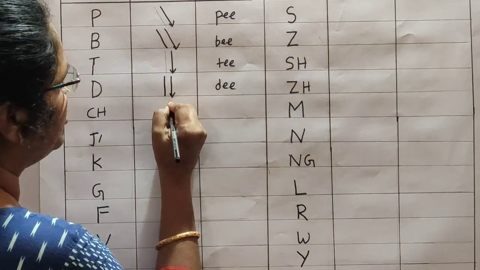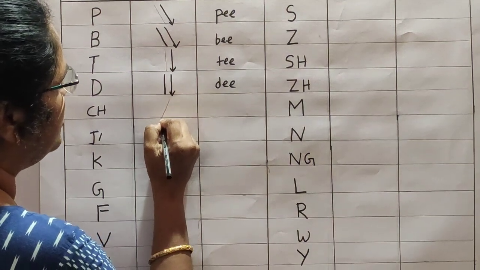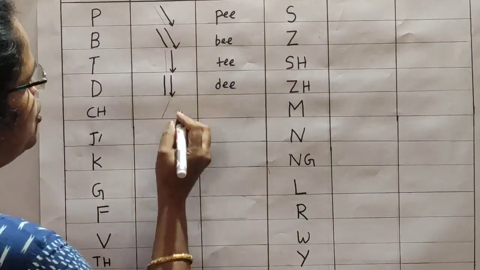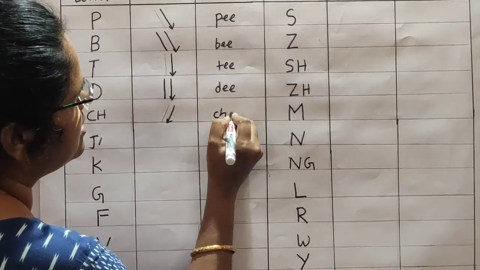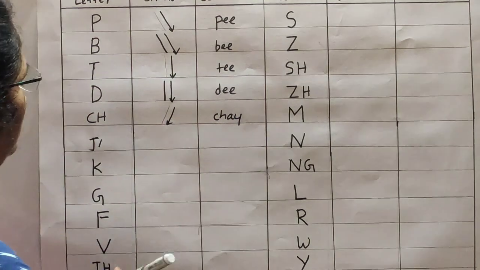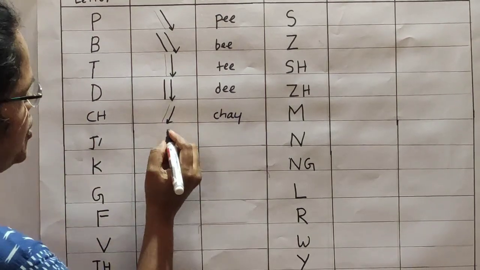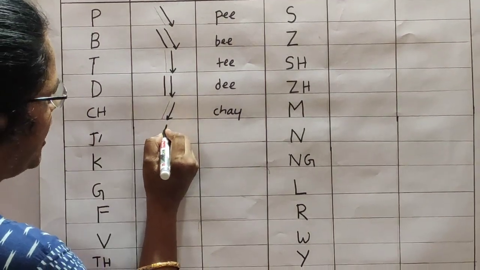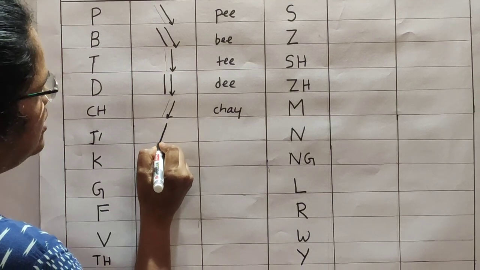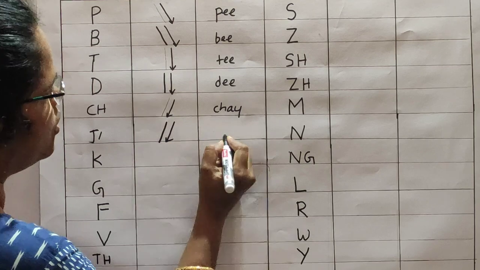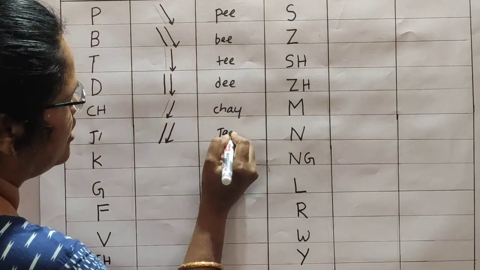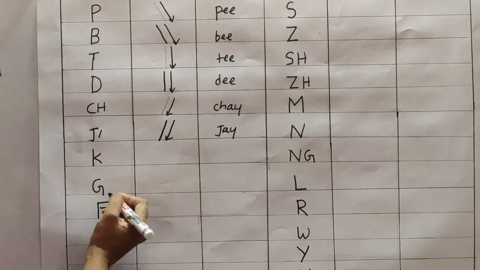It is upward to downward direction, light stroke. It sounds as Che. The next letter is J, from upward to downward direction. This is a dark stroke. It sounds as J. The next letter is K.